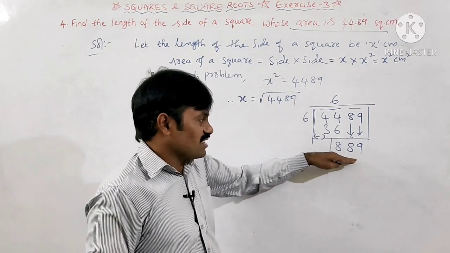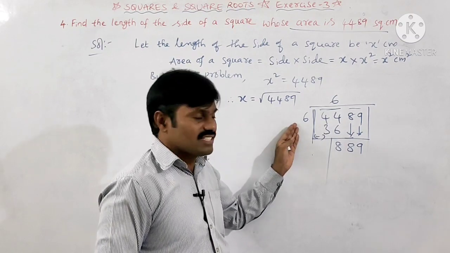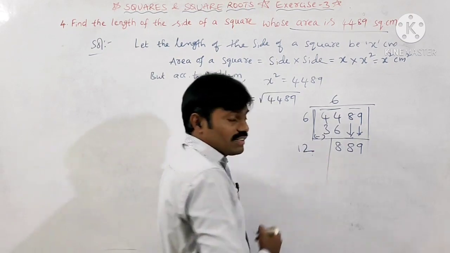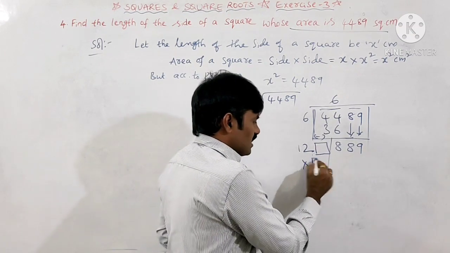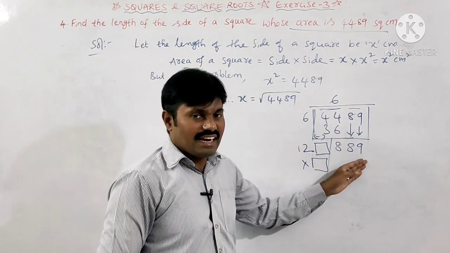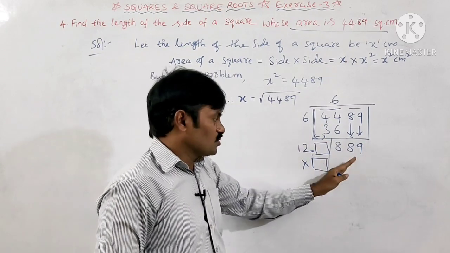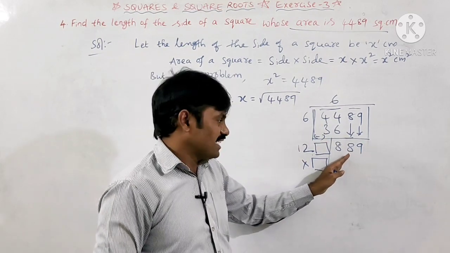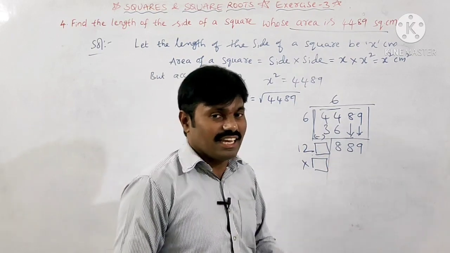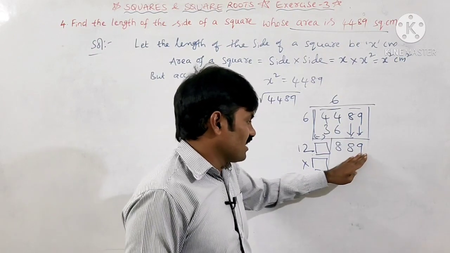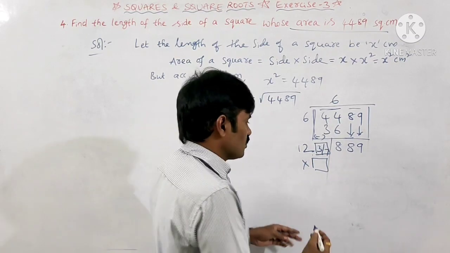Now what is the next task for us? In the next step, we write twice the 6 here, and we have to keep a digit here such that if you multiply it by the same digit, you get either 889 or very near to this number. Since it is a perfect square, we will get exactly 889 by replacing this box with a suitable digit. What is that digit? Since it is ending with 9, we make it either 3 or 7. Now which is suitable? Let us check.